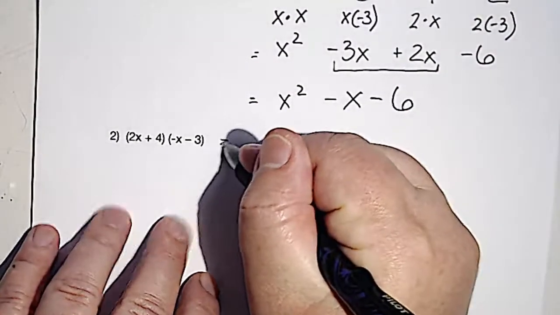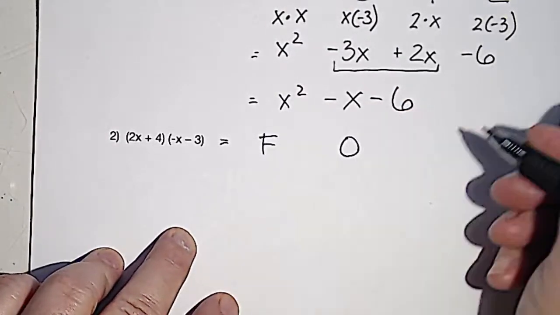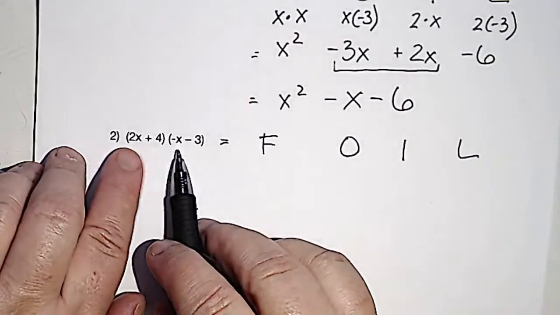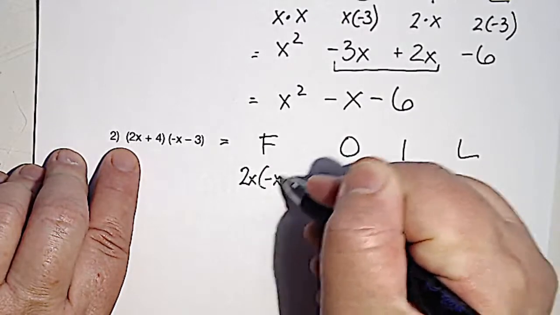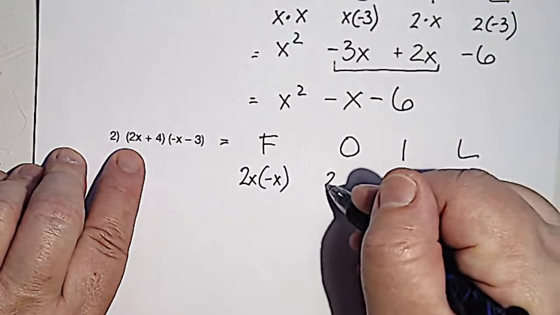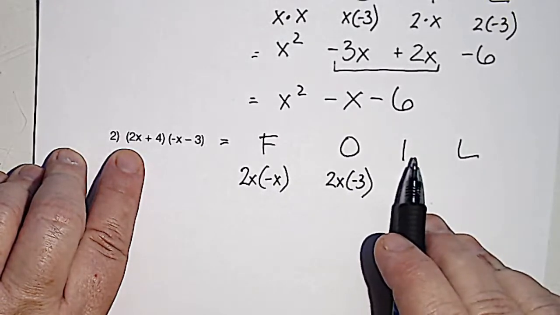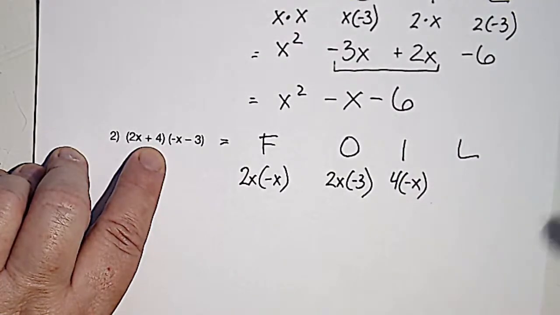Again, I'm going to say, if it's a binomial times a binomial, you write out your F, your O, your I, and your L. And then first, these two first ones, 2x times the opposite of x. O for outer or outside, 2x times -3. I for inner or inside, 4 times the opposite of x.